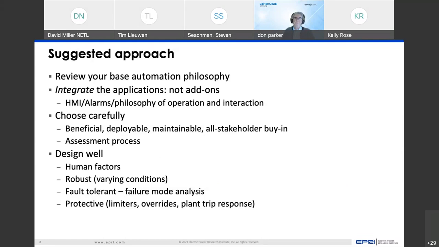Go through an assessment process and then design it well. Make sure that the application itself is designed well, that in fact it's fault tolerant, but consider the human factors, make sure it's robust, and make sure you put the protective layers or the layers of protection in around that system so it's properly integrated. And that completes my talk.